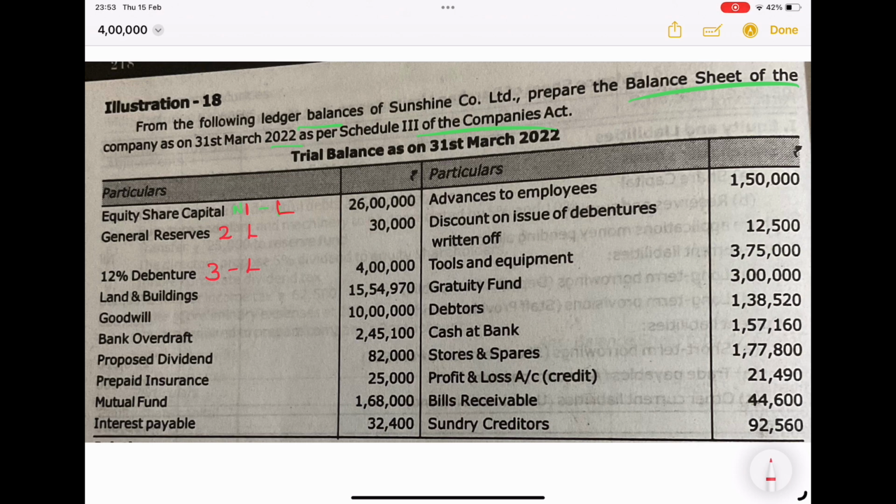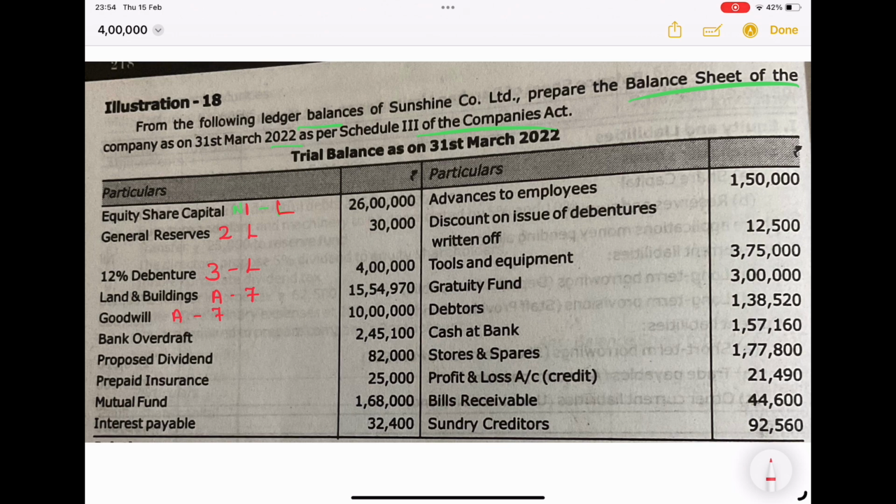Land and building is an asset. We are going to solve it in note number 7. Goodwill is also an asset, but this one is an intangible asset, so this also comes under note 7.